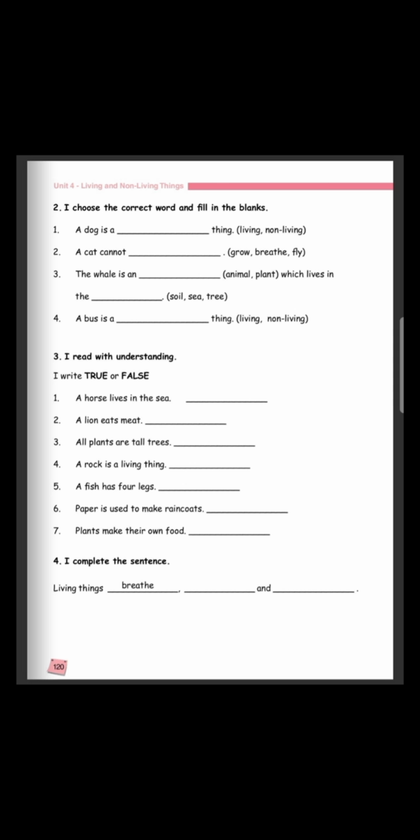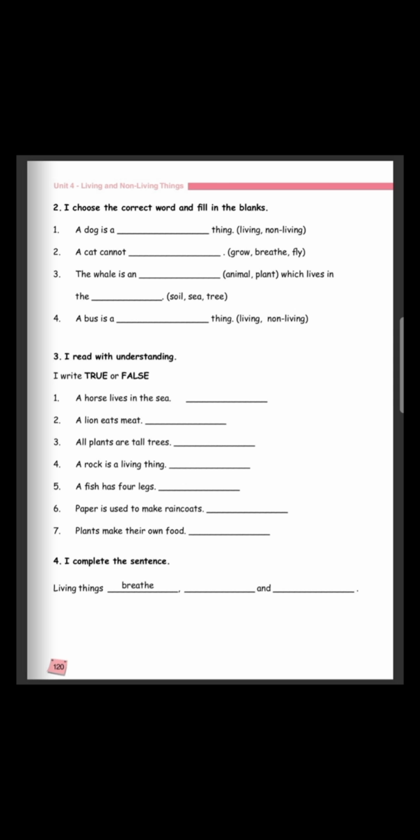Number 2. A cat cannot. First option, grow. Second option, breathe. Last option, fly. Un chat peut pas grandir, respirer ou s'envoler. C'est s'envoler, fly. A cat cannot fly.